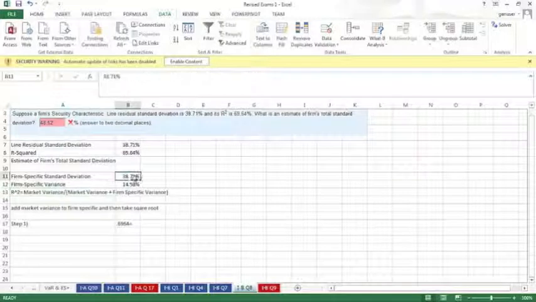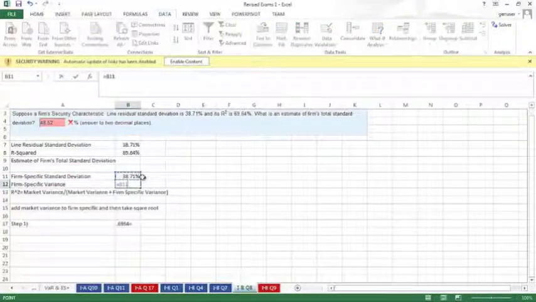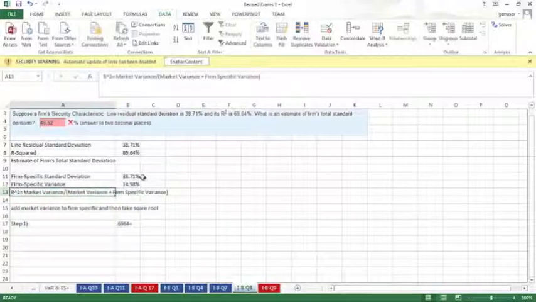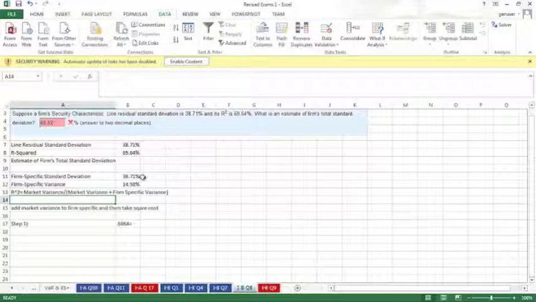And so to do that, we take the firm specific standard deviation, equals that times the second power. So that's the firm specific variance. And now we have two of the inputs, and we're just solving for the one variable of the market variance, which I'll just arbitrarily label as x. And so for step 1, we just plug in what we know.